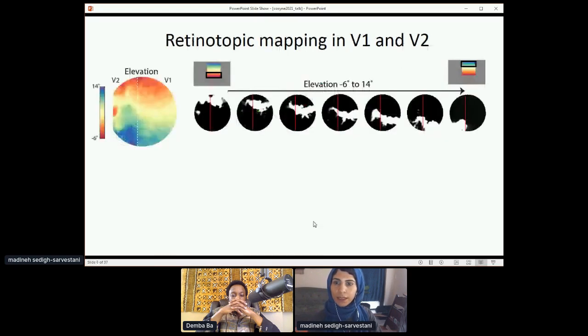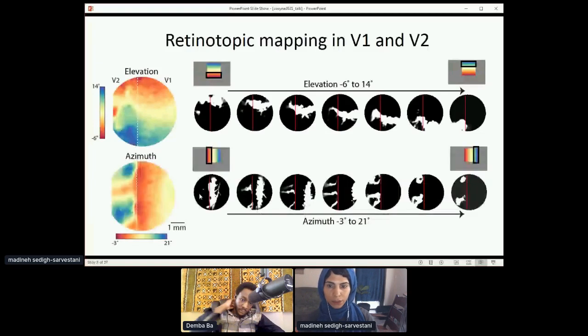So here's some data. This is the elevation map. These are single bar activation patterns as a bar moves from the lower part of the visual field to the upper part. And you can see basically a corollary bar-like activation pattern in V1 and V2. It's mirrored, it moves in the opposite direction, but basically there's a simple mapping of the stimulus on the monitor on the cortex in both V1 and V2, so no surprise here.